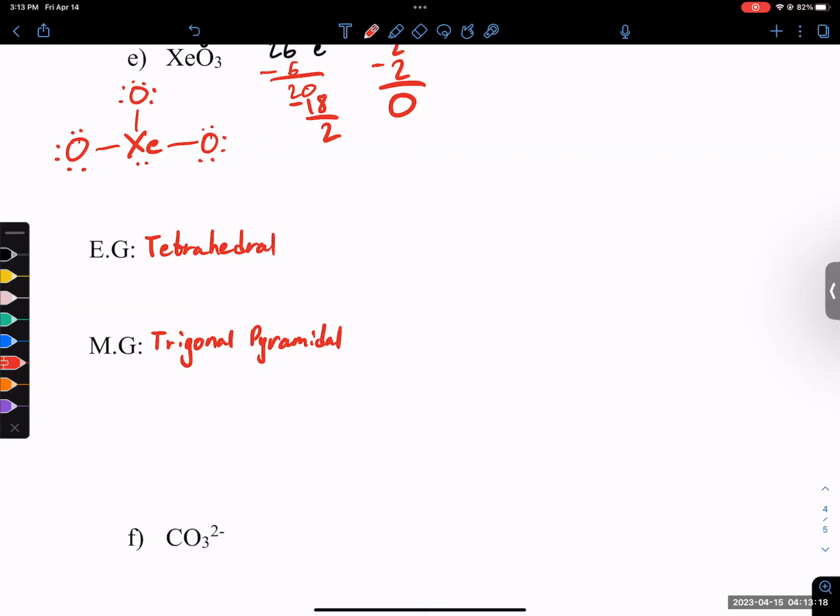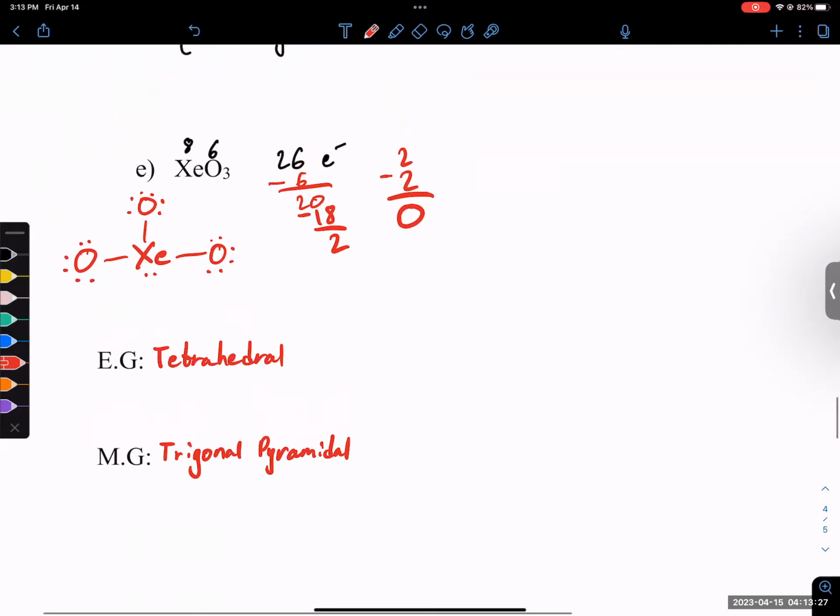But anyway, you get the point. The molecular geometry is trigonal pyramidal. All right. Any questions on that? Room people and Zoom people.